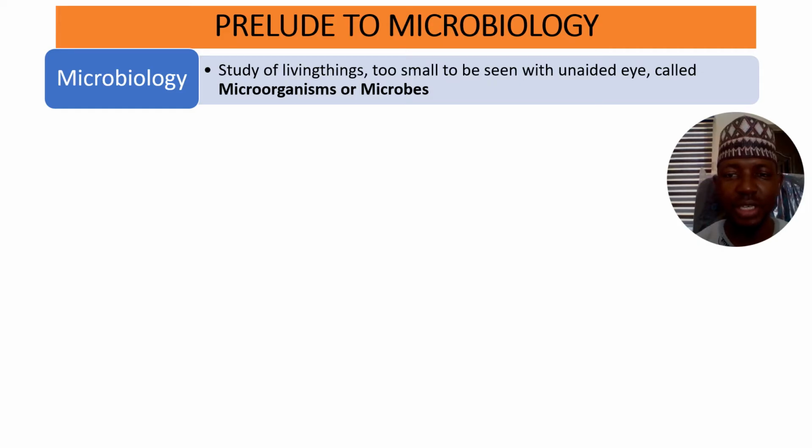Hence, these living organisms are called microorganisms. They can only be seen with the aid of microscopes or other magnifying devices, which magnify objects. So in general terms, the science of microbiology deals with the study of microorganisms and their activities.